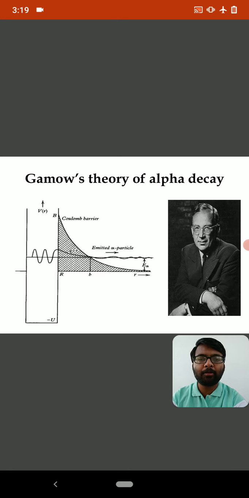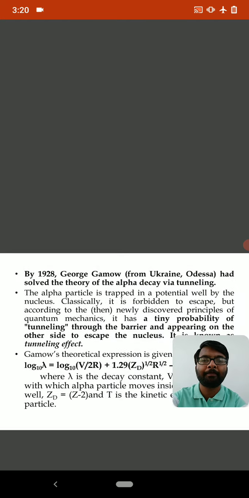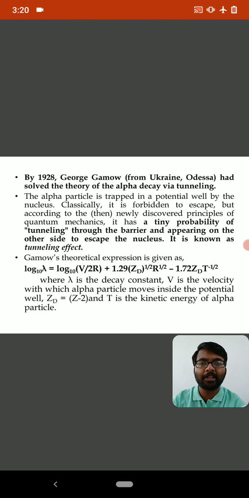Then according to this quantum mechanical theory, instead of escaping over the potential barrier, there is a small probability for the alpha particle to pass through the potential barrier, and this process is known as tunneling, and this effect is known as quantum tunneling or the tunneling effect. It was explained by the scientist George Gamow from Ukraine in the year 1928. By 1928, George Gamow had solved the theory of alpha decay via the tunneling process.